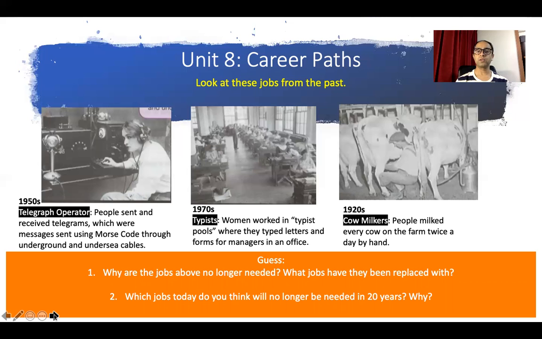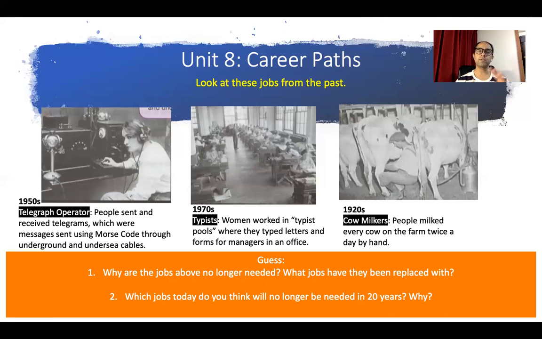Why are the jobs no longer needed? The jobs are not needed anymore. Why do you think they are not needed? And what jobs have they been replaced with? So what new jobs came so that these jobs go away? And number two, which jobs today do you think will no longer be needed in 20 years?